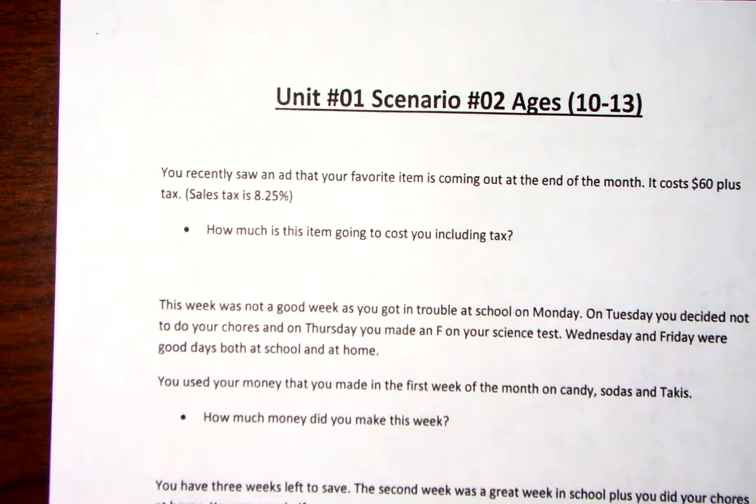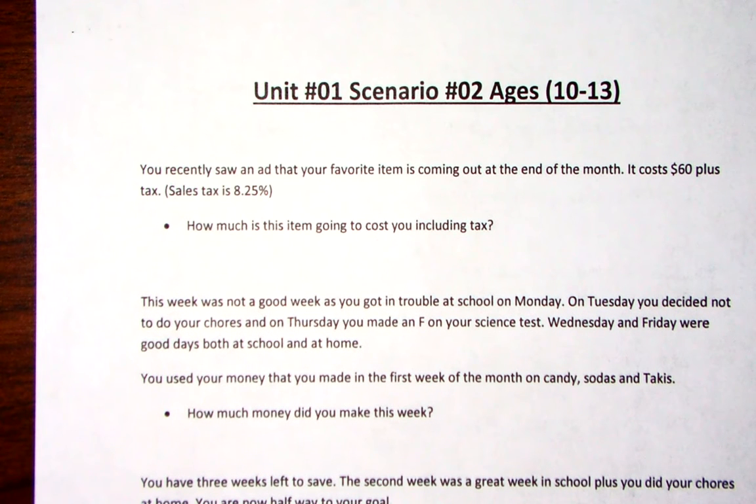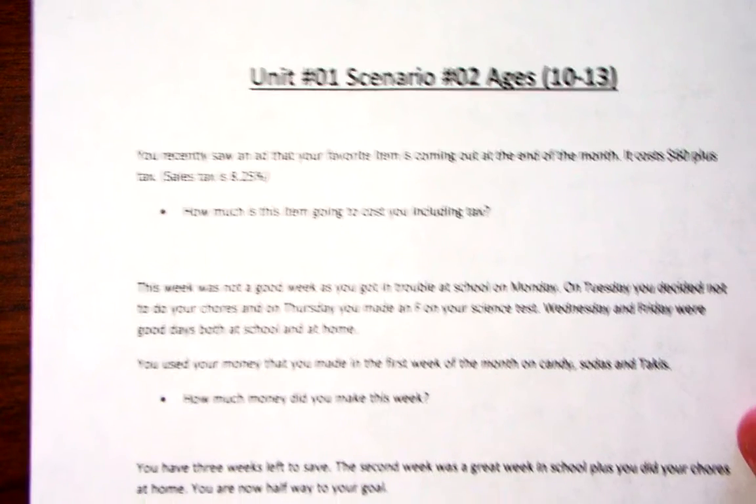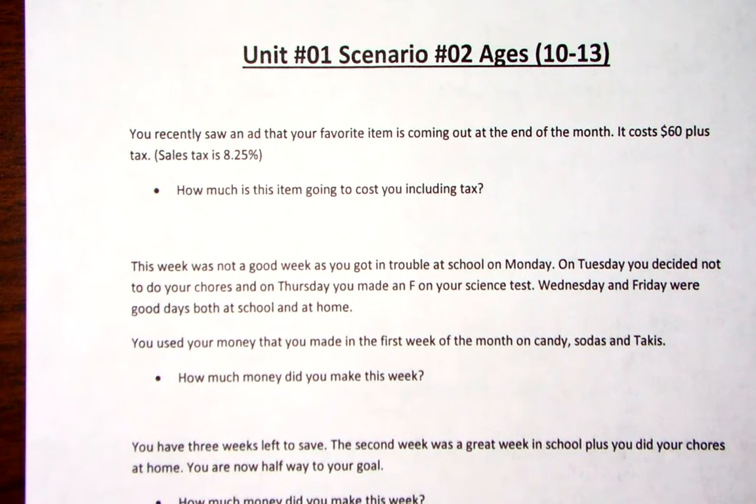We are now on Unit 1, Scenario 2, ages 10 through 13. Okay, so the first scenario, remember we talked about how much money you could make at your parents' house in a month and so forth. You figured out how to do time and a half like at a real job. So let's go ahead and go into Scenario 2 now. You recently saw an ad that your favorite item is coming out at the end of the month. It costs $60 plus tax.